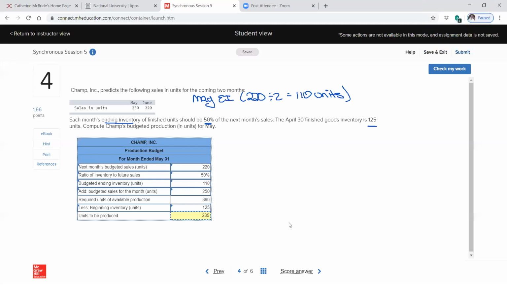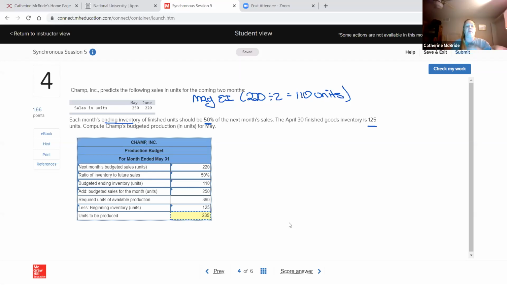It's a bit confusing. Okay. So what we're saying is, all right, we need to figure out what we need for this month. We know that we need 250 units because we're going to sell that many, right? We know that we want to have left in ending inventory half of next month's sales.